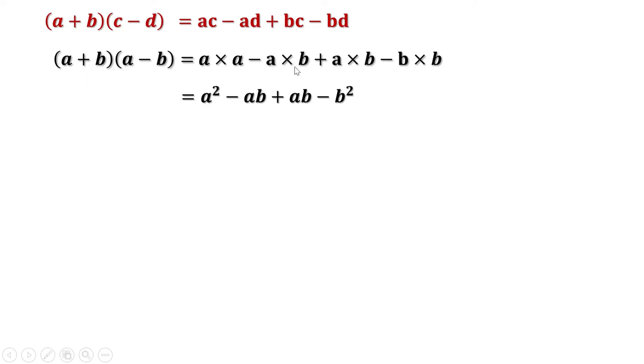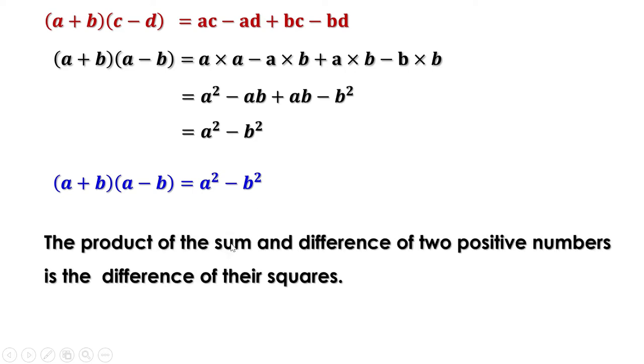a × a is a square. Minus a × b is minus ab. Plus a × b is plus ab. Minus b × b is minus b square. Minus ab plus ab is 0. So this can be written as a square minus b square. That is, (a + b) × (a − b) is a square minus b square, or the product of the sum and difference of two positive numbers is the difference of the squares.